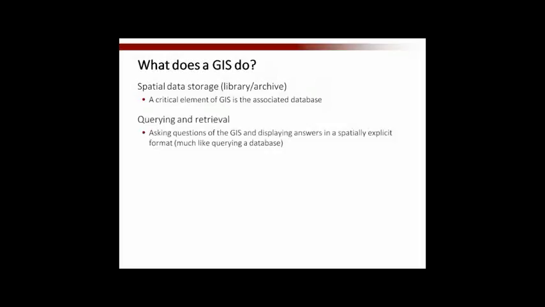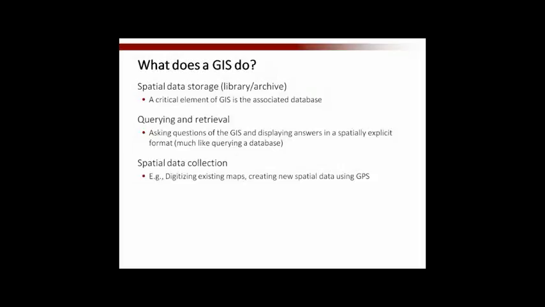So now that we've talked about what GIS stands for, what does a GIS actually do? Well, first and foremost, it's a database. It allows you to store and access data in the same way you would a regular database, a library, or an archive. In the same way, it allows you to query and retrieve data from your database, asking questions of the GIS and displaying answers in a way which accounts for the location, much like you would querying an Access database, but with a spatial component. You can also create data.